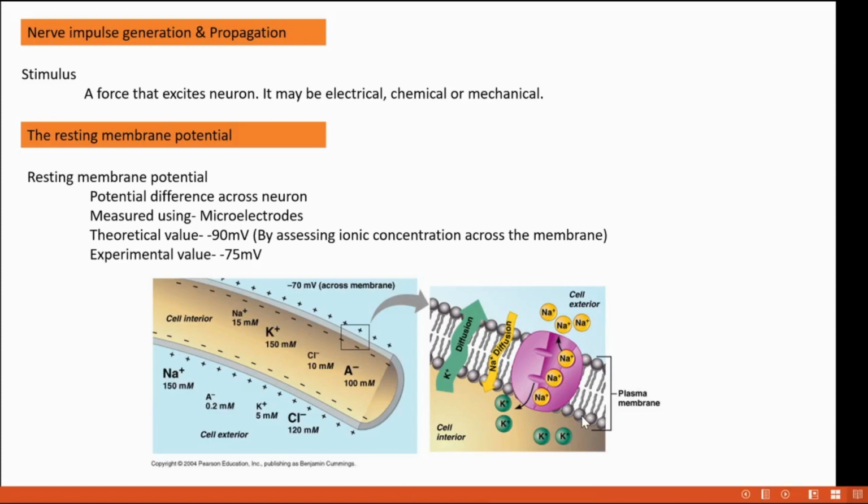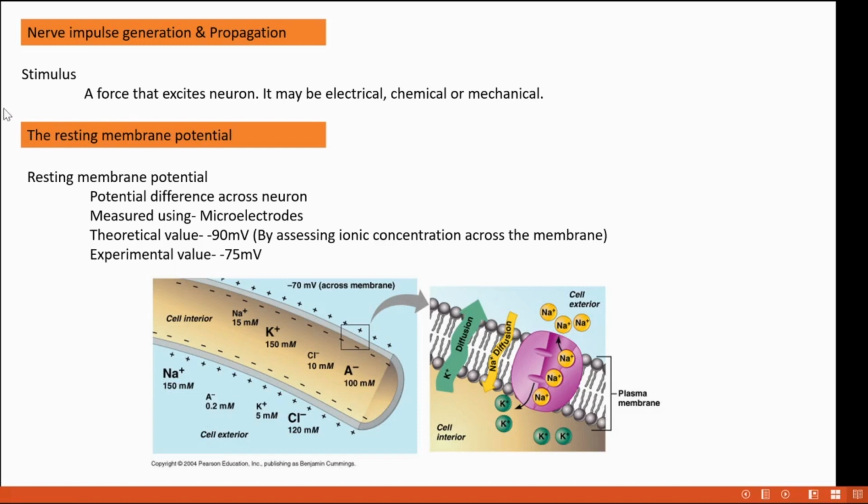Good morning, students. Today we can start our class with the next part of this chapter, that is nerve impulse generation and propagation. In the last class, we have learned about the structure of nerves, what are neurons, what are glial cells, everything we have learned. So we can go to this topic today.